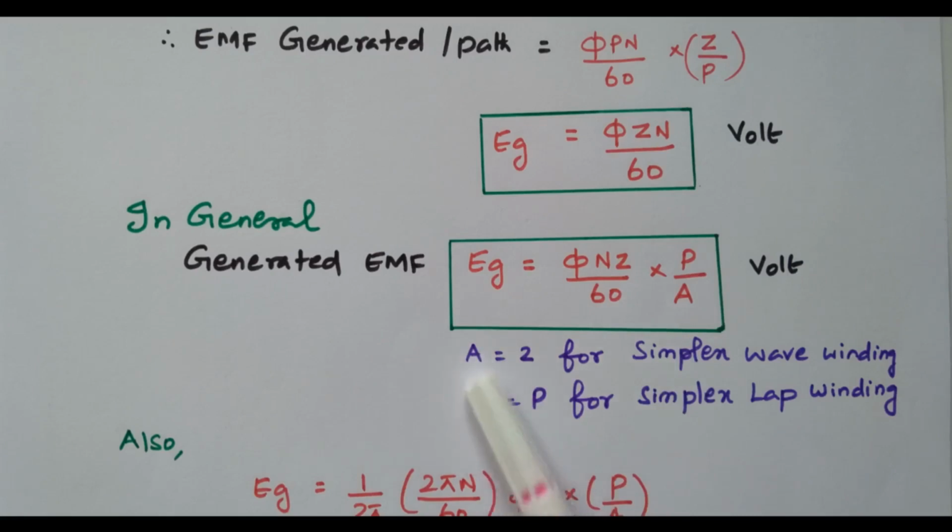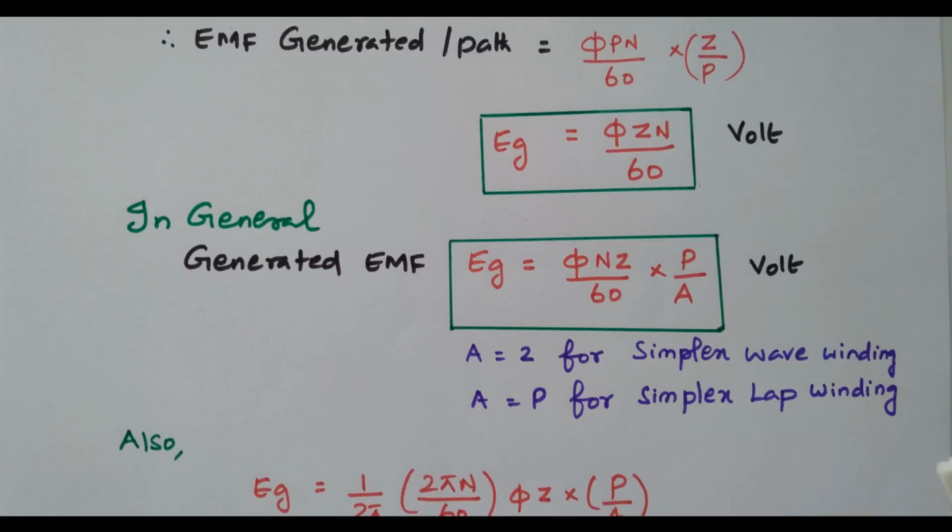Accordingly, we can substitute the number of parallel paths. So pi N Z divided by 60 into P by A volts. This is a general equation. It is applicable for both wave winding as well as lap winding.